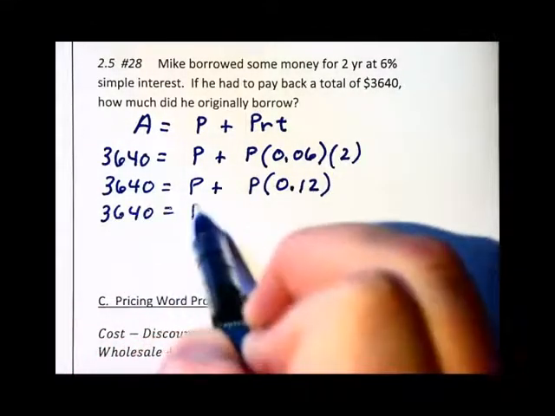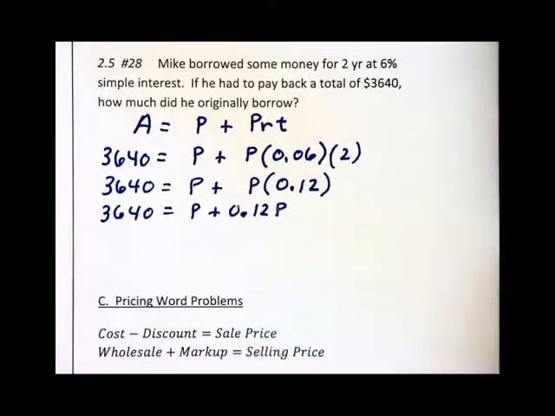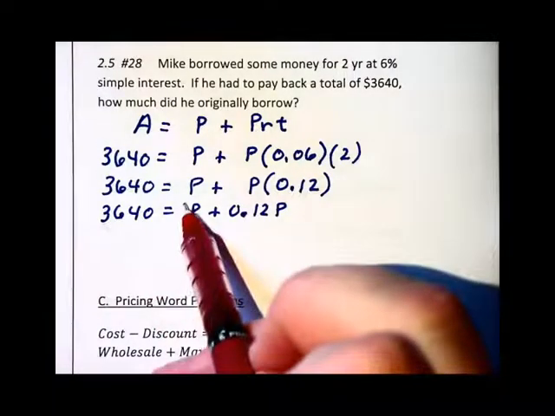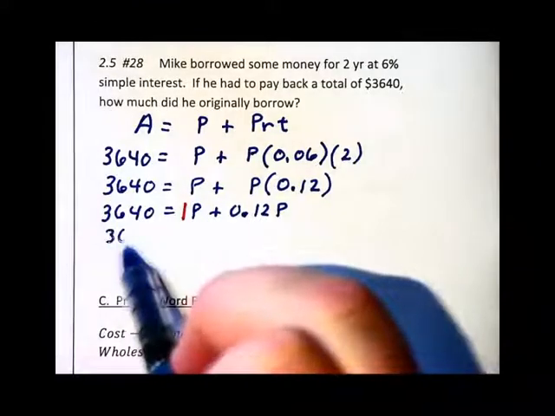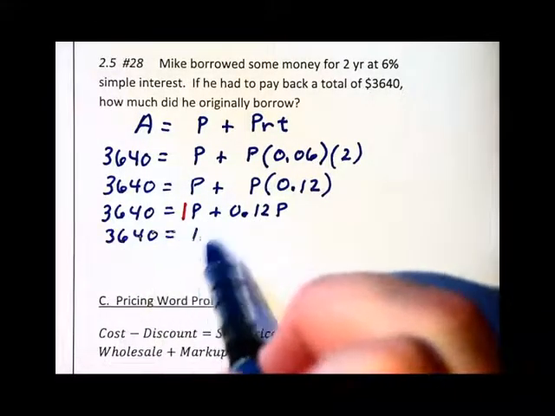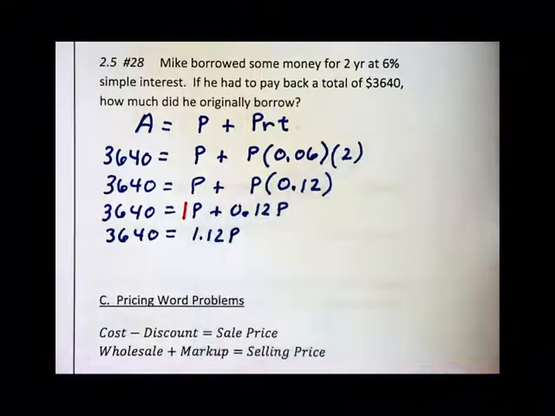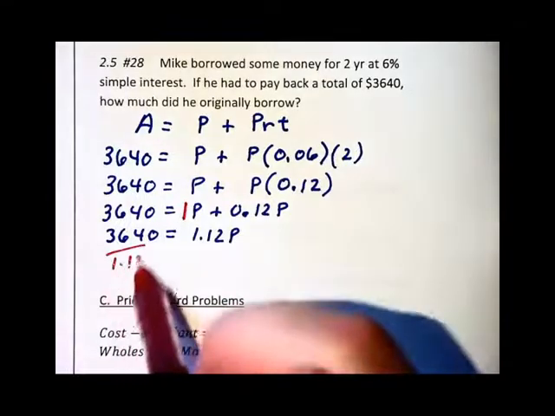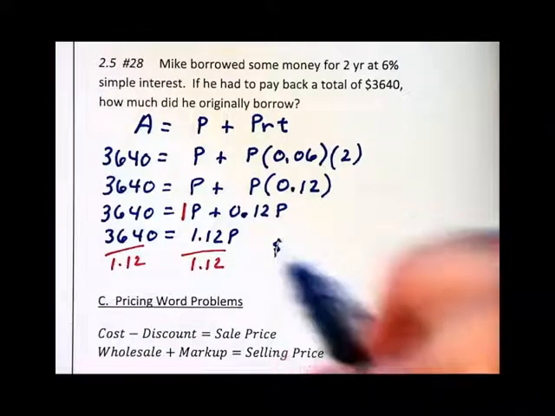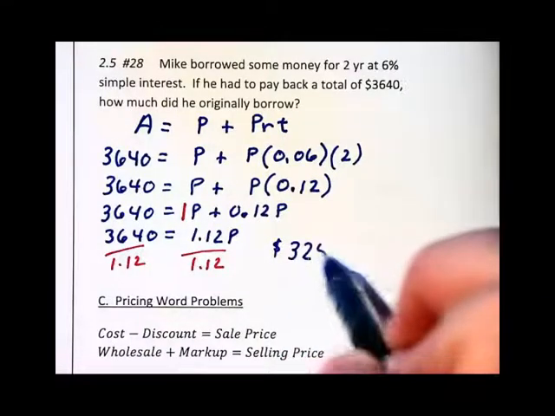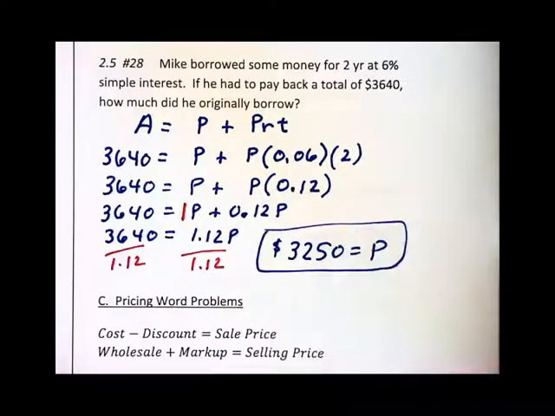So 3,640 equals P plus 0.12P. Now this is going to seem a little bit strange here, but if you think of this as a 1P plus a 0.12P, you then have $3,640 equals 1.12P. And you can divide by that 1.12 on each side of the equation. And I'm going to tell you, I've already done the calculations ahead of time, that gives you $3,250 is equal to the principal in this case.